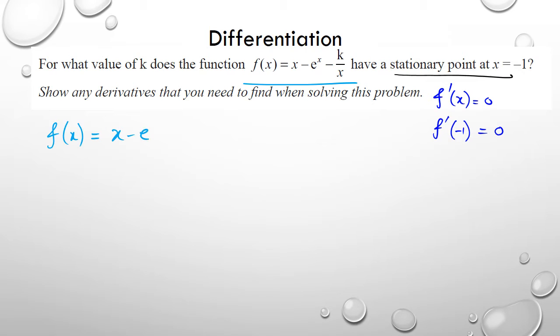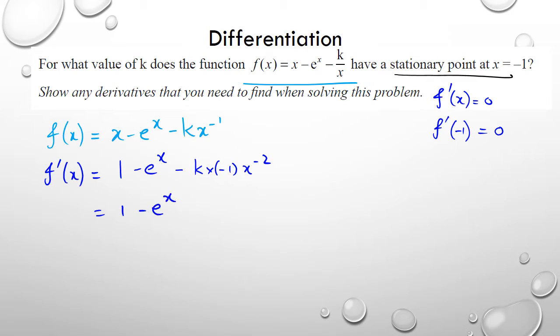So we've got x minus e to the power of x minus k, and I'm going to bring the x to the numerator, so I can write it as x to the power of negative 1. Once I do that, I can start differentiating it. So I have f dash of x equals 1. Ex, when you differentiate it, it's just going to be e to the x, minus k times negative 1 x to the power of negative 2. Is that all right? So this could be written as 1 minus e to the power of x minus k over x, plus k over x squared, because I've got two negatives there. So this is all I have at the moment.